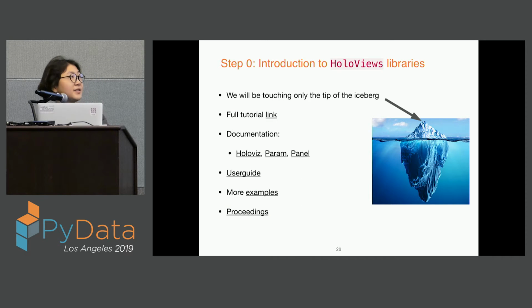So the first step is to introduce the Holoviz libraries. I first started using it this summer for large geospatial data visualization. I found it really useful and also very applicable to machine learning tasks. Unfortunately, we'll be touching only the tip of the iceberg, but they have great resources online, like their tutorials, talks at SciPy, and their user guide and examples are really great.